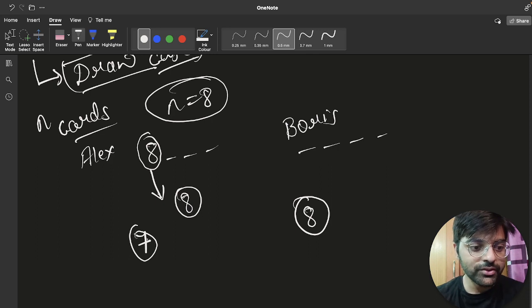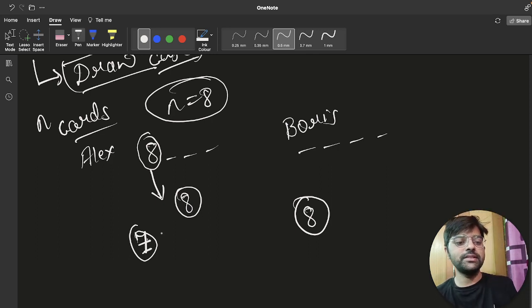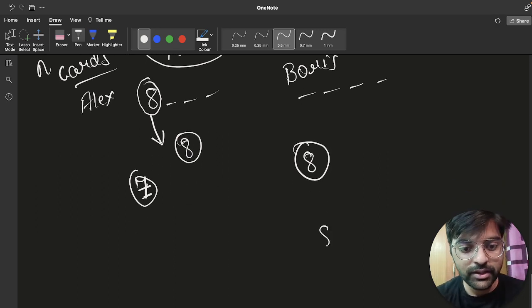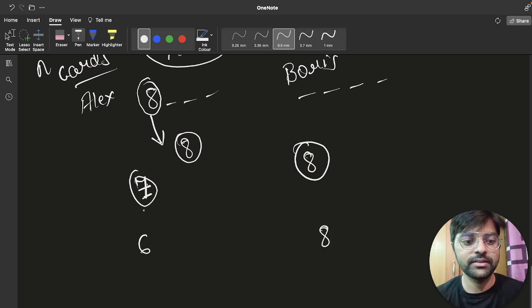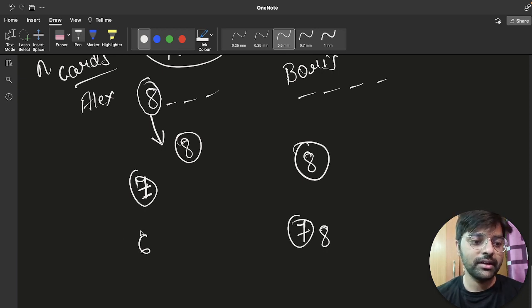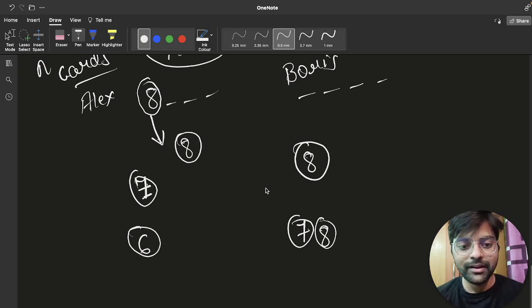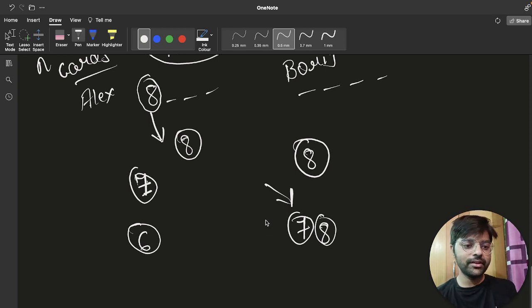So if Alex throws 7, then Boris will throw 8. Why am I considering 7? Let's consider 6. Let's say Boris has 8 and he has 6. He does not have 7, meaning Alex has 7. But in the first round, let's say that Alex threw 6, then Boris will throw 8, and next time Boris will throw 7 and he will win. So it won't end in a draw.